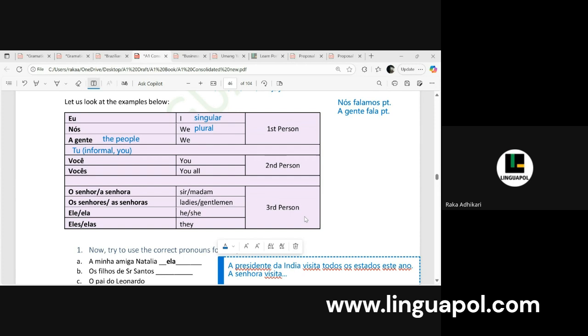Okay. Let us look at some sentences and try to replace the nouns with the pronouns.